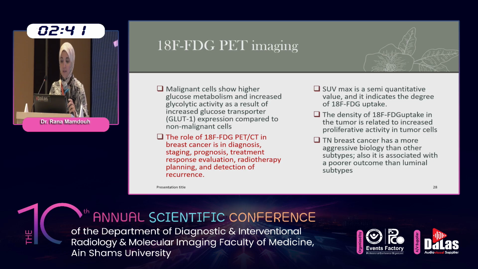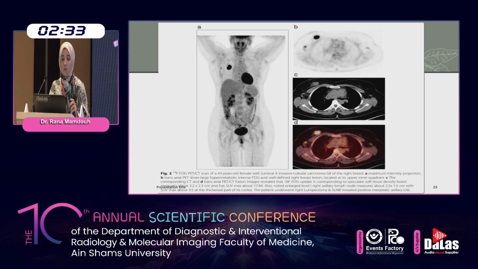So triple negative breast cancer is more biologically aggressive than other subtypes, and it is associated with a poorer outcome than luminal subtypes. Examples of FDG PET CT scan, 43-year-old female patient with luminal type A. We show in AP maximum intensity projection a spiculated mass lesion corresponding to spiculated soft tissue density with SUV max about 17, and we show axillary nodes.